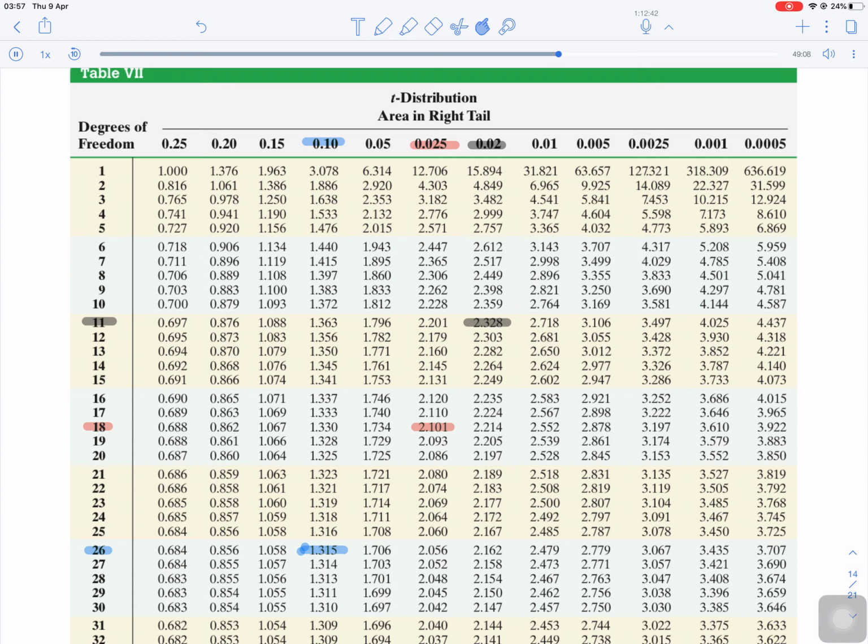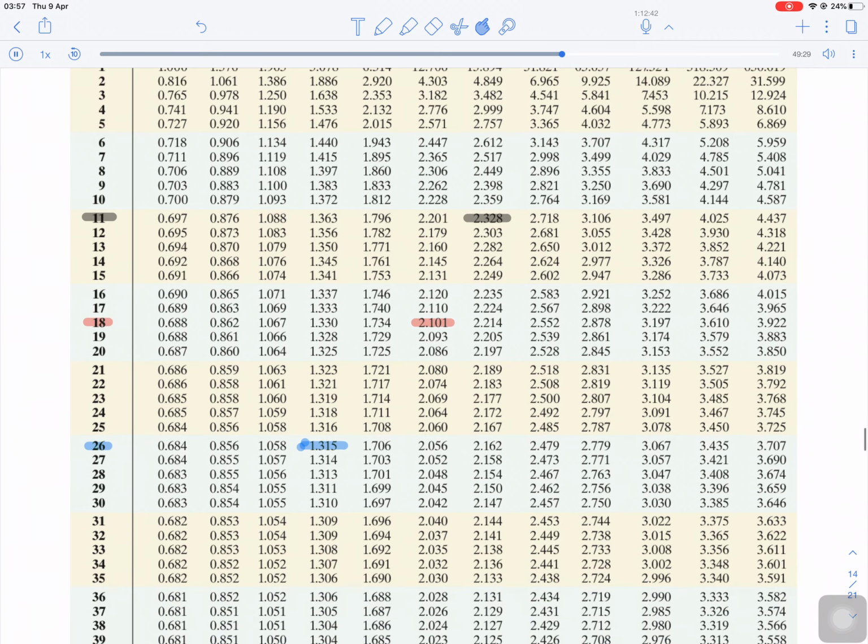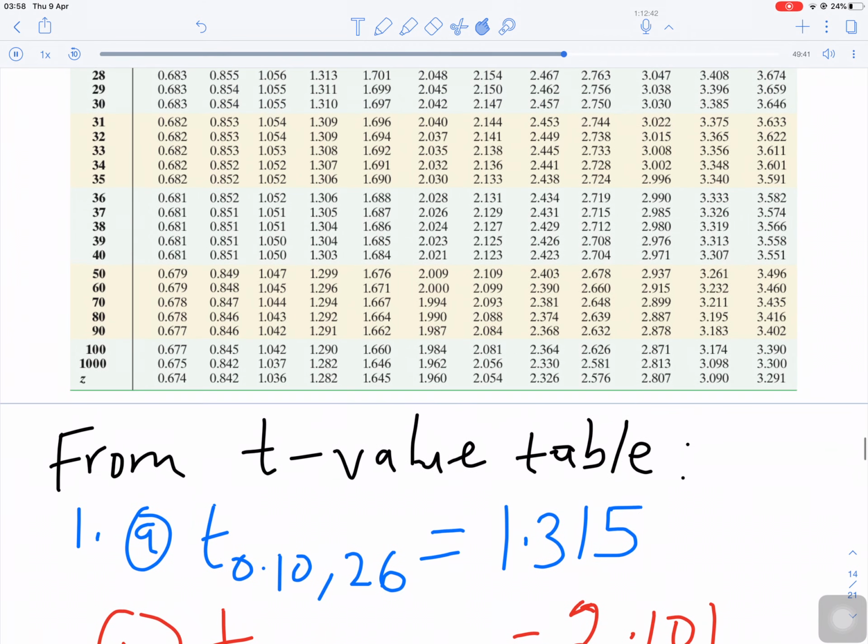So when we look at 0.1, which is the area in the right tail for this very question, then we look along the column for 0.1 and also along the row for degree of freedom 26, and then we get to the point of 1.315. So this value, which is shaded in blue, gives us the t-value which has the area to its right being 0.1 with a degree of freedom of 26. So that is the answer for A. A is 1.315.